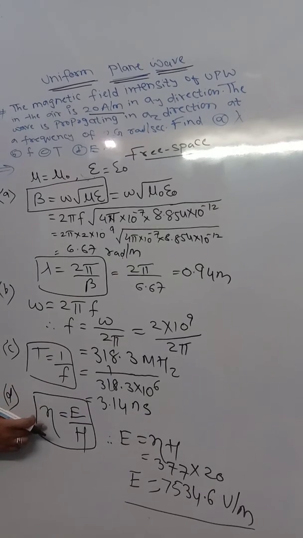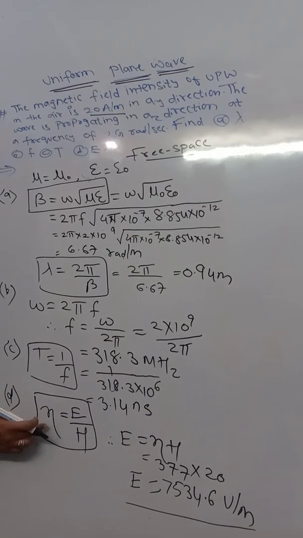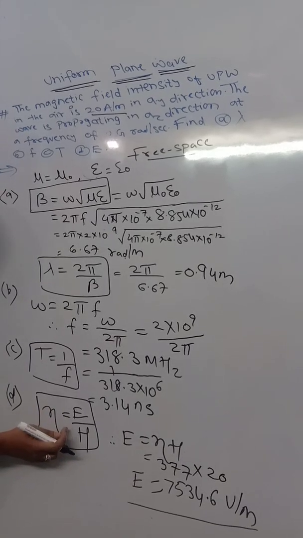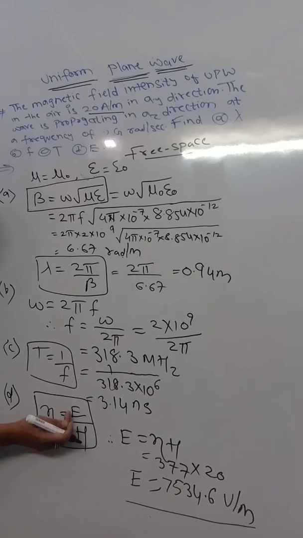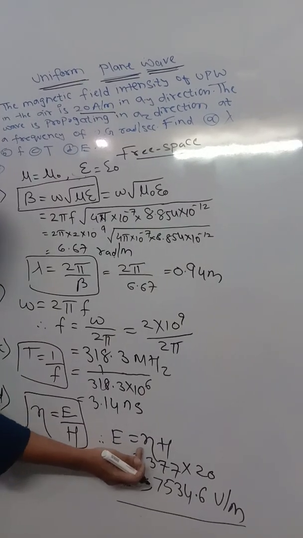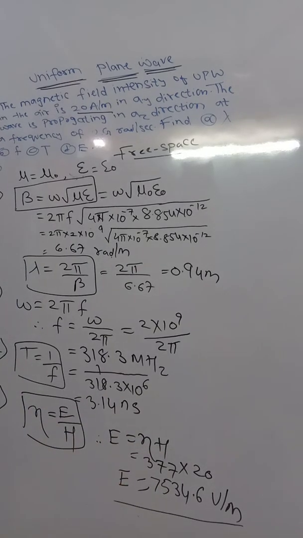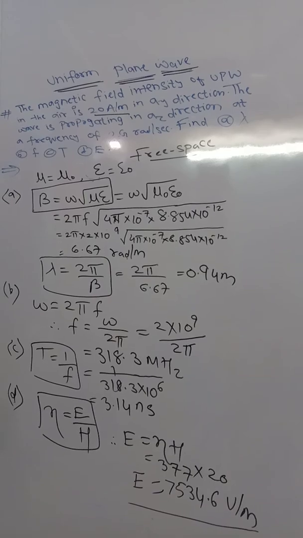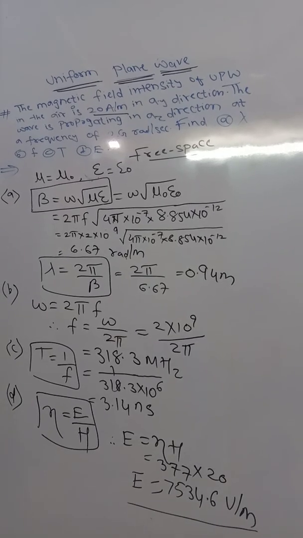The last is nothing but the D part, intrinsic impedance. Why have we taken the intrinsic impedance? The magnetic field intensity is given and we need to calculate the electric field intensity. The intrinsic impedance is the ratio of the electric field to the magnetic field intensity. In this way you can calculate E, which will be equal to eta times H. So you will get 7534.6 volt per meter as the unit. In this way we have simplified the numerical on uniform plane wave.